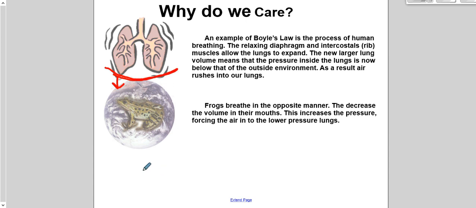If we have a big volume, the volume has gone up, then the pressure inside your lungs has gone down. Since air rushes from an area of high pressure to low pressure, the air comes rushing in from the outside into the area of low pressure inside your lungs. And that's how you breathe in.